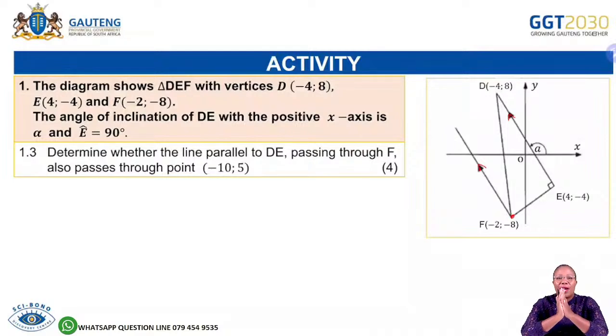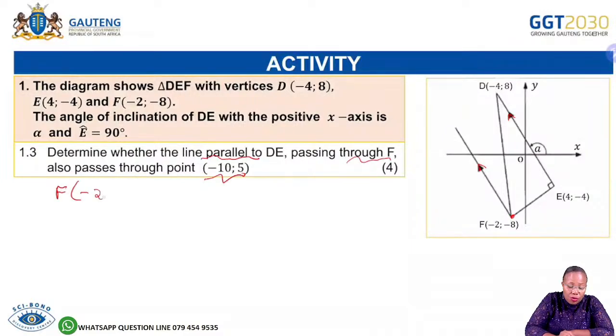Now, grade 12, you need to analyze this question. Determine where the line is parallel. The minute you have parallel lines, that means the gradients of the two lines must be equal. Now, if they are asking whether the line passing through F also passes through -10 and 5, then the line passes through the coordinates of F, -2 and -8. And they say this line is also passing through -10 and 5.